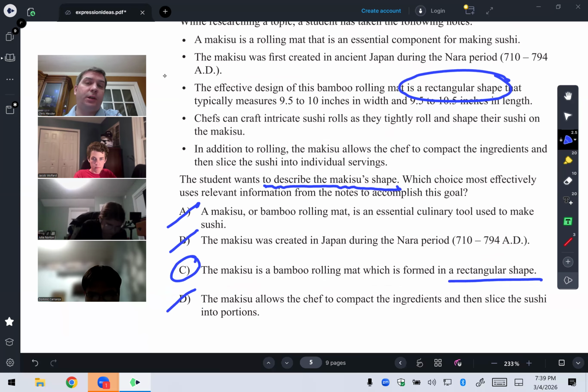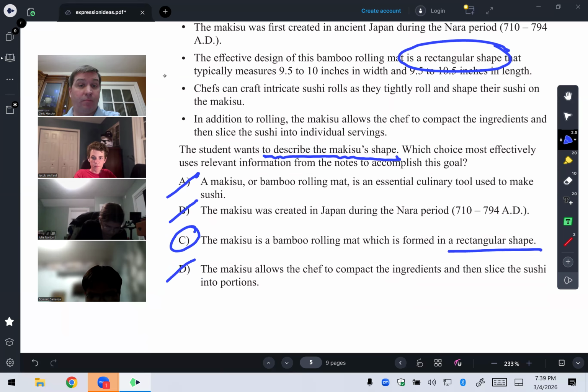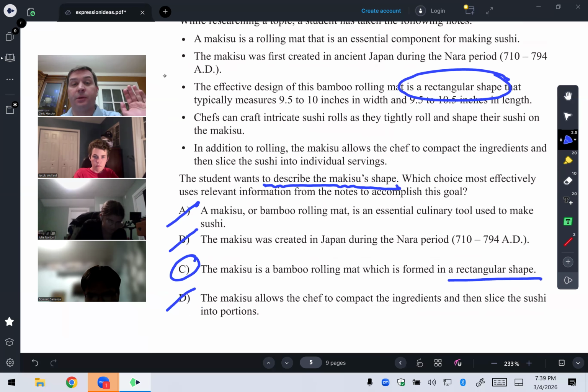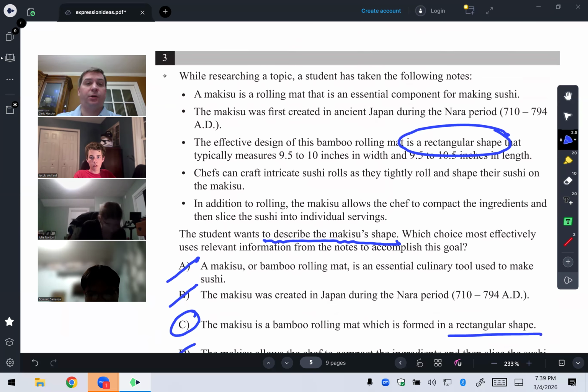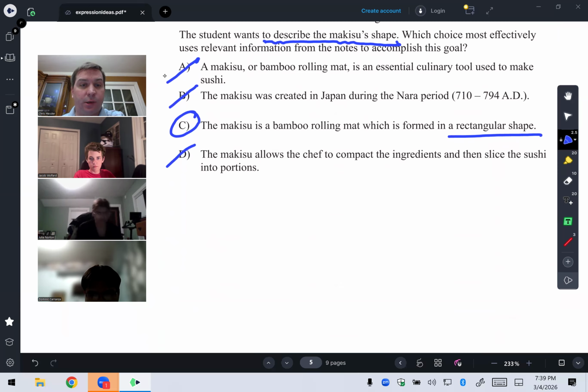So, I mean, I know that these vary in difficulty, but that one was a pretty easy one. But that's the general strategy. Always underline the student's goal. It's always going to be something pretty specific. You'll never need all of the information. They're trying to overwhelm you with information. We just needed that one little thing. Okay, on to the next thing.